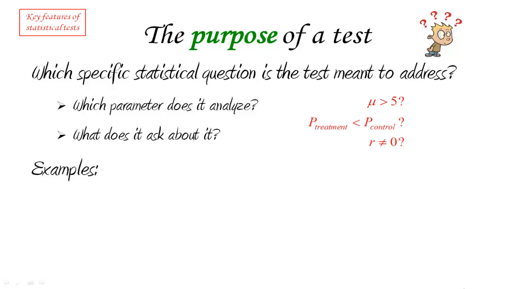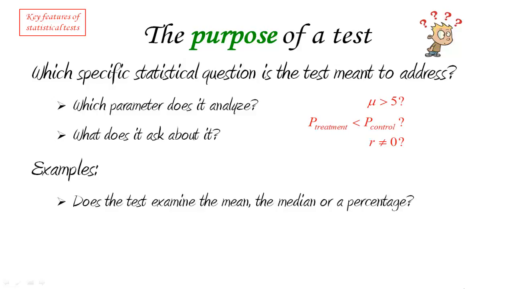Okay. Let me give you some examples. In some situations, you may ask whether the test is examining the mean, the median, or a percentage. If the test is meant to test a mean, then the researcher should be using the mean. If it's meant for the median, then the researcher should have used the median, and so on. So it's a fairly basic question. Usually, there are not many problems with it.